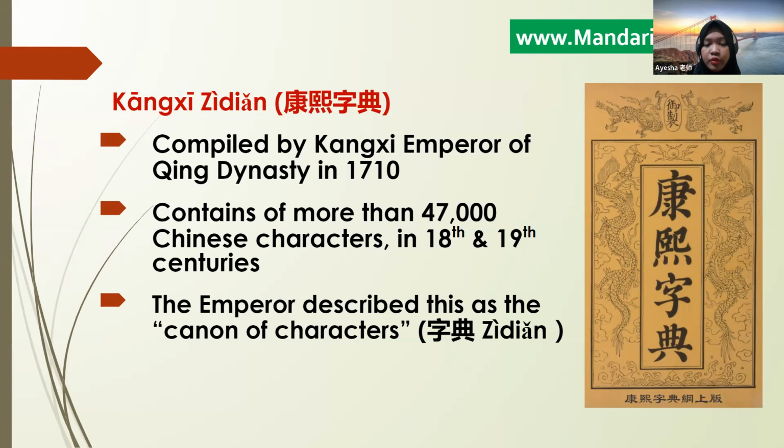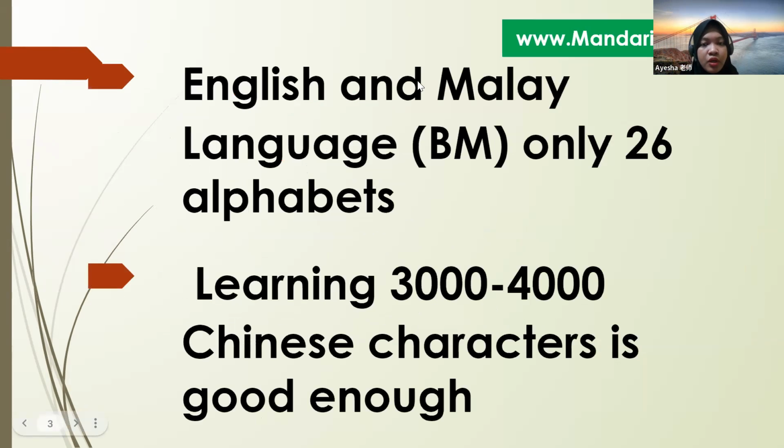Okay, so now the word 字典 is the Mandarin word for dictionaries. All right, moving on. 47,000, huh? As you can see, it's quite overwhelming. As you know, the English and Malay languages only have 26 alphabets, and we form words by combining these alphabets. But the good news for you is that learning about 3,000 to 4,000 Chinese characters is actually good enough. We don't need to know more than that.